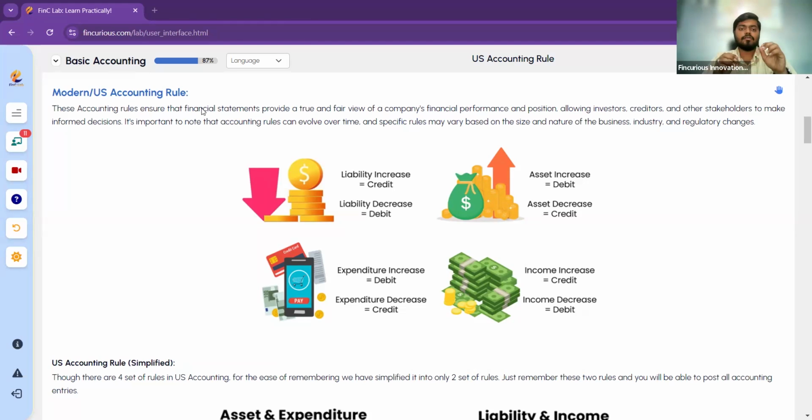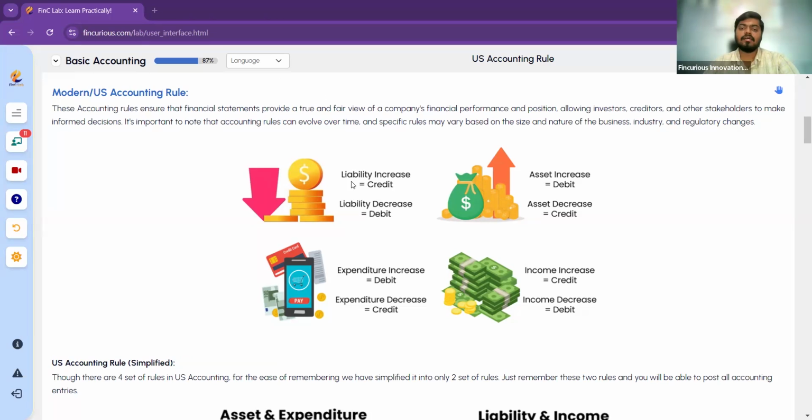Basically, you know the financial statements, right? In financial statements, the balance sheet and profit and loss account would be there. In the balance sheet, you can see liabilities and assets. In the profit and loss account, you can see expenditure and income. So these are the four things you will always find in the financial statements. Based on that, the accounting rules have been made. So what are these accounting rules?